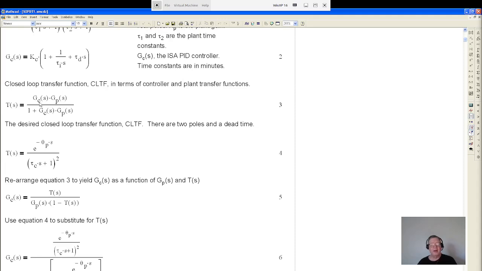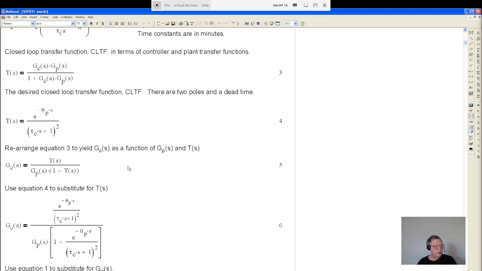The formula for a closed loop transfer function is here. Again, the transfer function for the controller is multiplied by the transfer function for the plant, and then this term is down below. We add 1 to it. So this is the closed loop transfer function. But what we want for the closed loop transfer function is this. There's nothing we can do about the dead time. The dead time will still exist, but we want the two time constants to be set by us by setting these closed loop time constants.